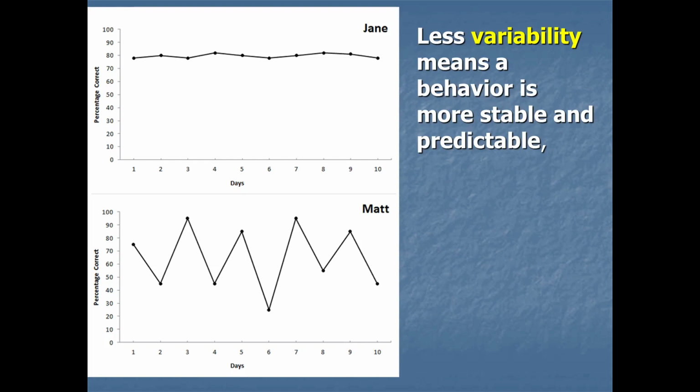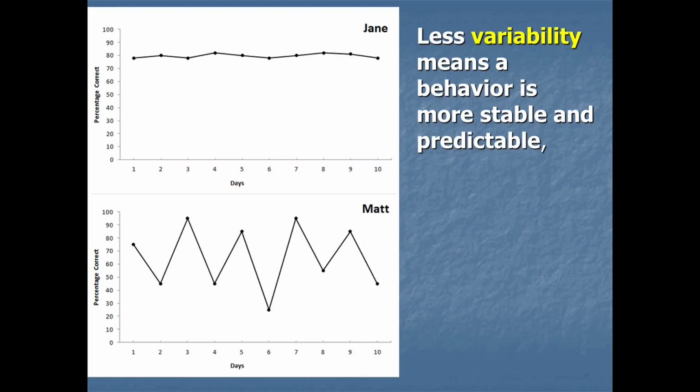So less variability just means a behavior is more stable. It's more predictable. Look at Jane's performance here at the top. She's almost always around 80% correct, like right around 80%. So it's very consistent. That's what we mean by low variability. But compare that to Matt at the bottom here. He has tons of variability in his performance. He's jumping from near perfect scores sometimes to pretty abysmal performance other days.